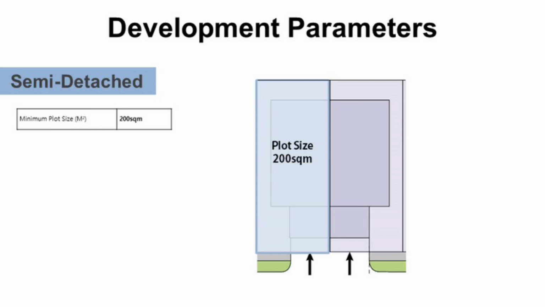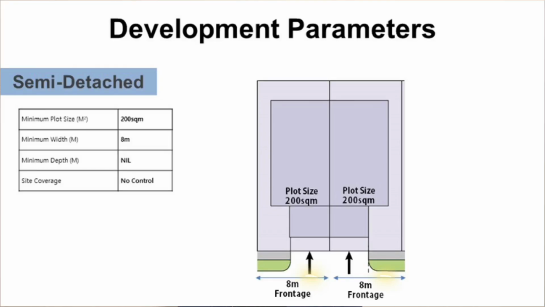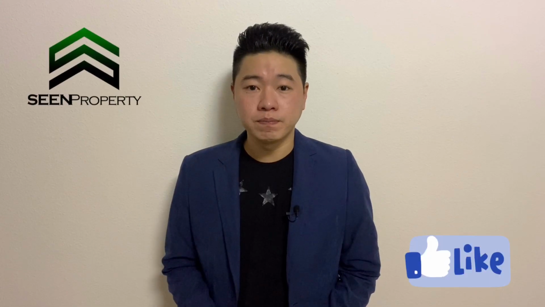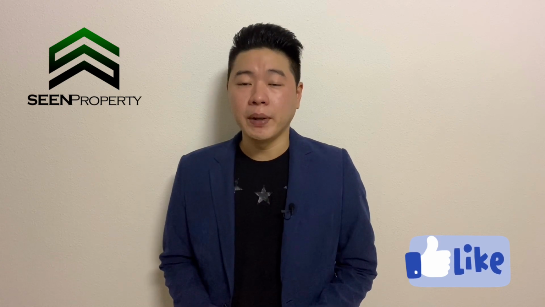Now let's move on to Semi-D. Semi-D minimum plot size is 200 square meters. They have to be side by side. Minimum plot width, the frontage, is 8 meters. Same again, there's no minimum plot depth. There's no maximum site coverage for Semi-D.